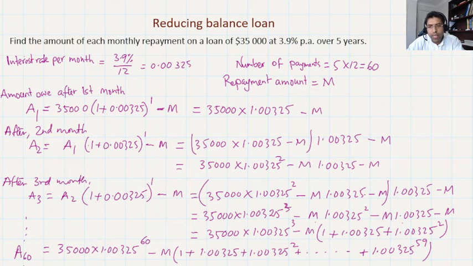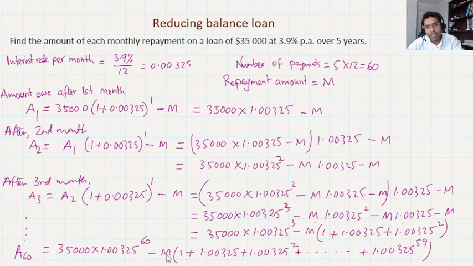So if I go to A60, like we did A4, A5, A6, something like that, dot dot dot, then go to A60, what will happen? Instead of 3, it will be 60, and instead of 2, it will be 59. So it is like 1.00325 to the power 2, then power 3, power 4, like that, and then it will go to 59. It's always one less. You can see for A3 it is 2, so for A60 it will be 59.